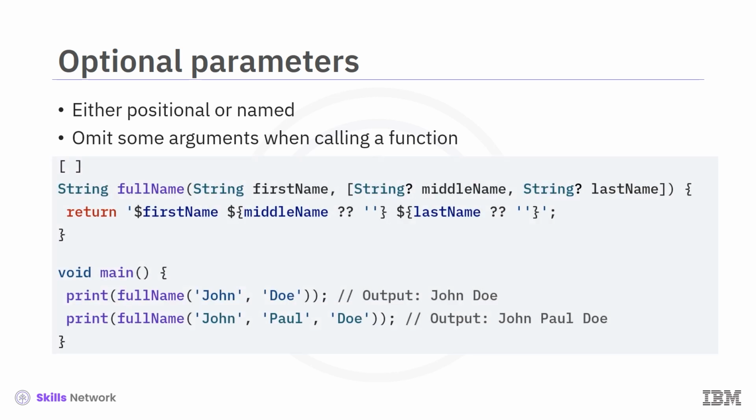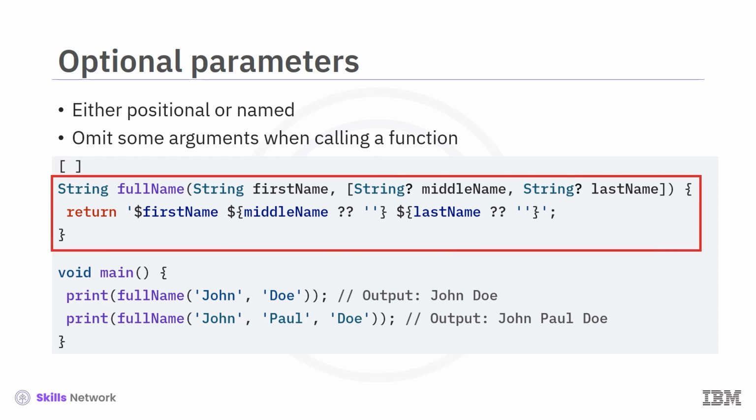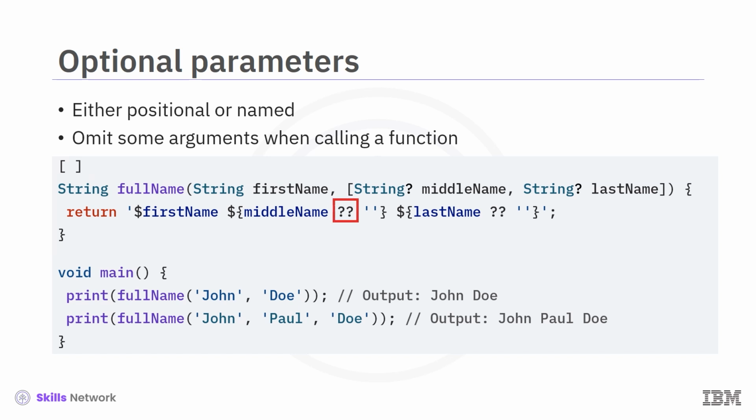Positional optional parameters are specified using square brackets. In this code, the fullName function has one required parameter, firstName, and two optional positional parameters, middleName and lastName. If middleName and lastName are not provided, they default to null. The double question mark operator, also called the null coalescing operator, is used to provide a default empty string if middleName or lastName are null. It is used to return the value on the left if it is not null, otherwise it returns the value on the right.